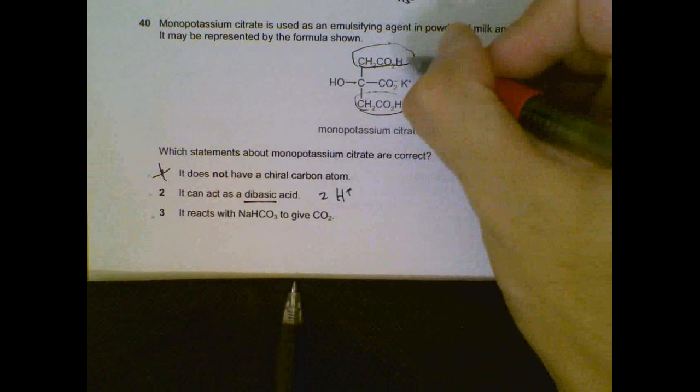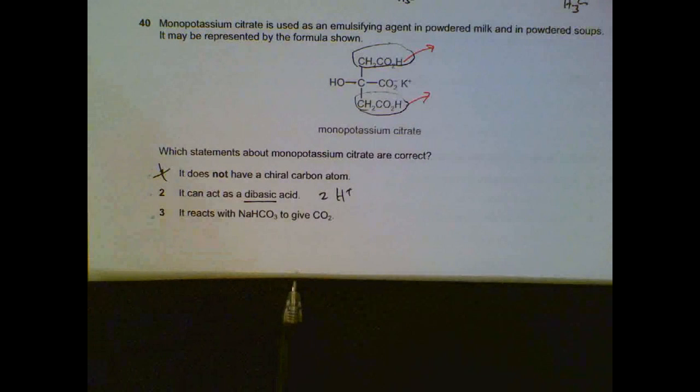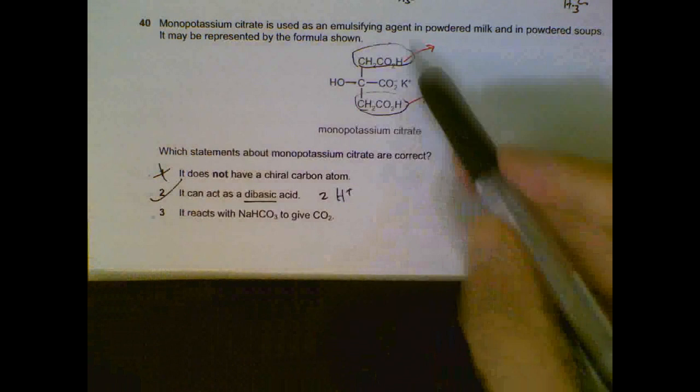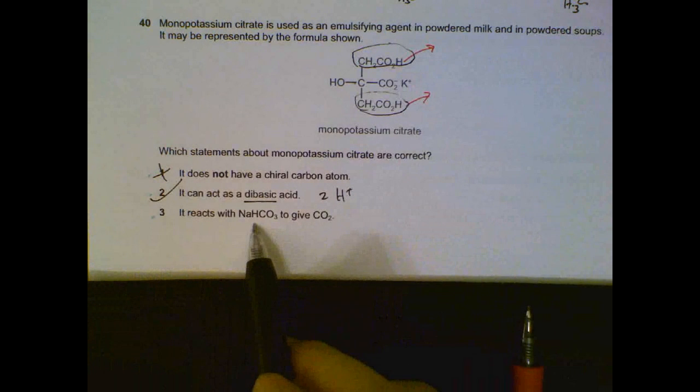Dibasic acid means it releases 2 H+ ions per molecule. One from here, and one from the top. So statement 2 is correct. And the acidic group allows it to react with hydrogen carbonate to give carbon dioxide.